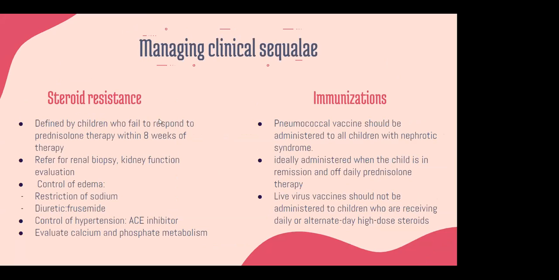Next one is steroid resistant. It is defined as children who fail to respond to prednisolone therapy within 8 weeks of therapy. So what the doctors must do is refer the child for renal biopsy and kidney function evaluation. So how to manage this situation?